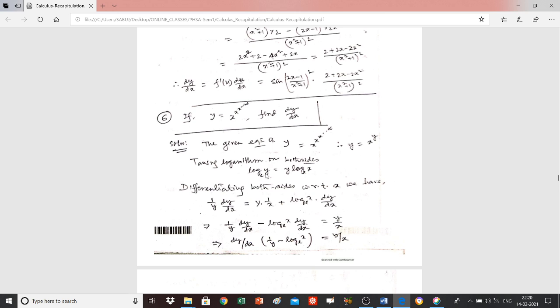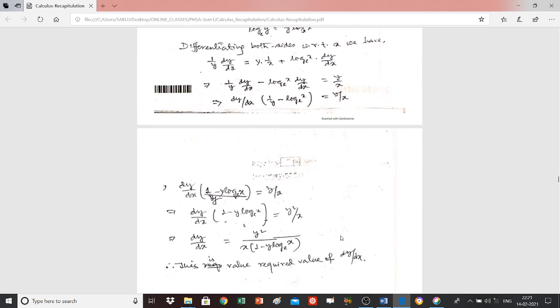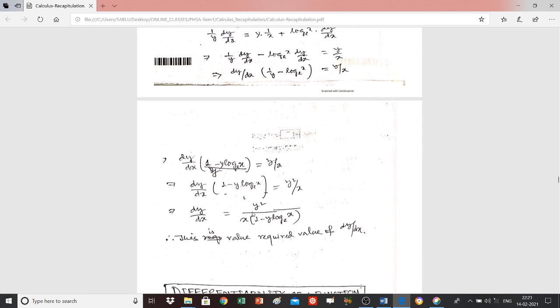So here also, in this case also, y is an implicit function of x. So in this case, we have to collect the coefficient of dy by dx, the values of dy by dx. That is here, so 1 by y dy by dx, then from here minus log x dy by dx, that is equal to y by x. From here dy by dx into 1 by y minus log x, that is equal to y by x. Or from here we will calculate that dy by dx is equal to y square by x into 1 minus y log x. So this is the simplification steps.